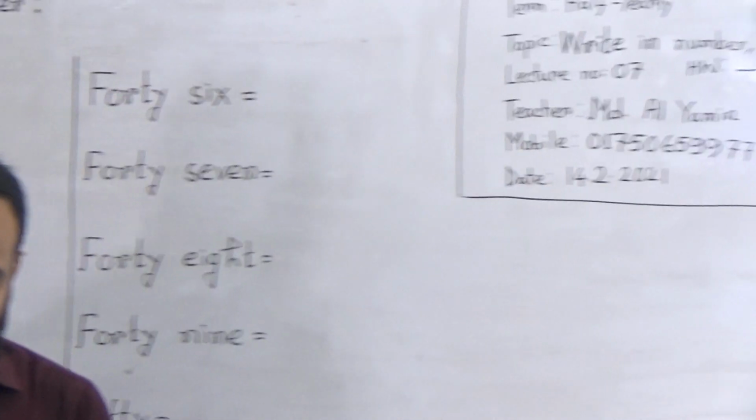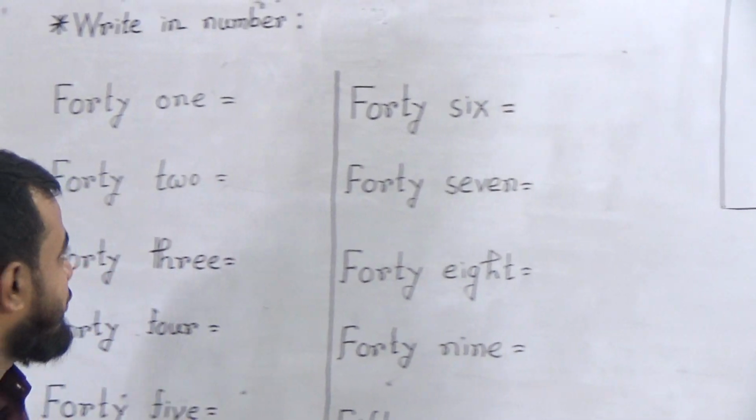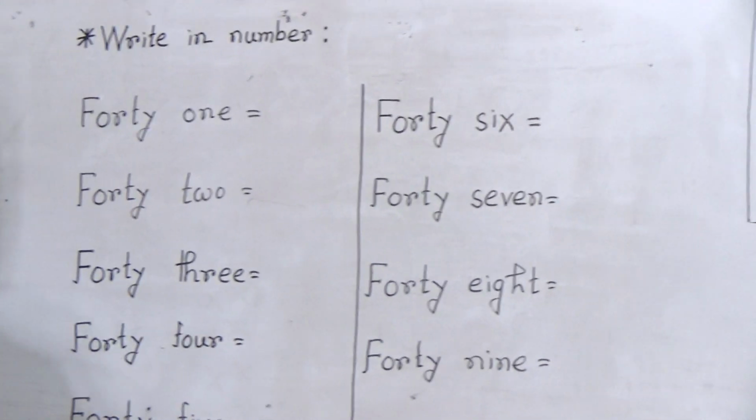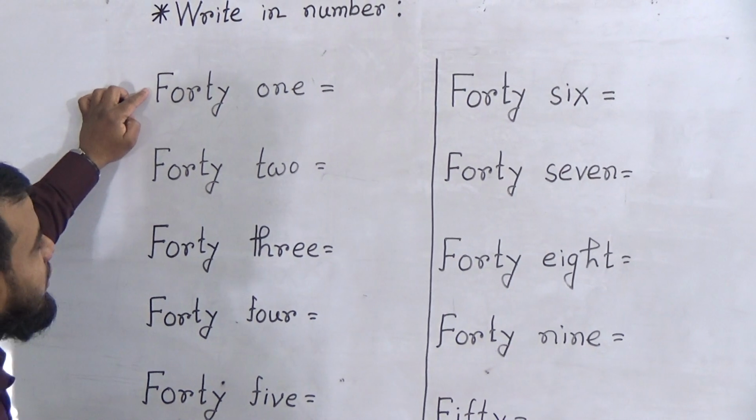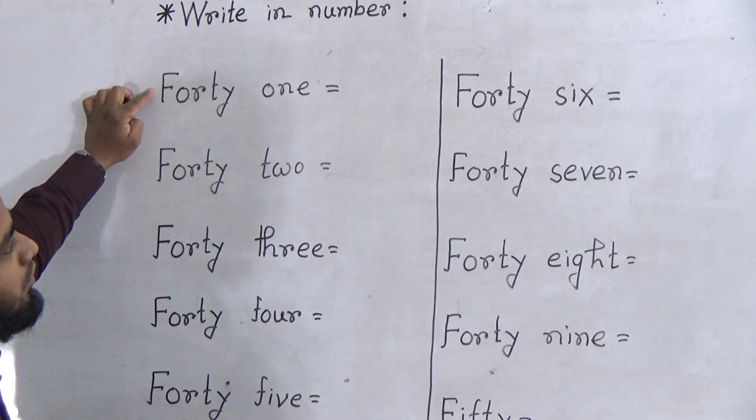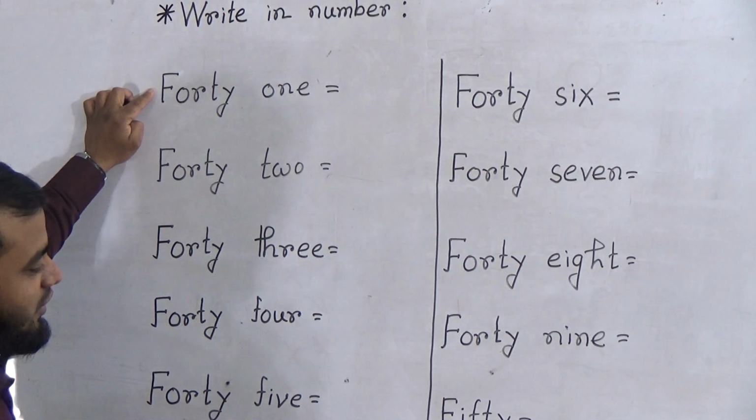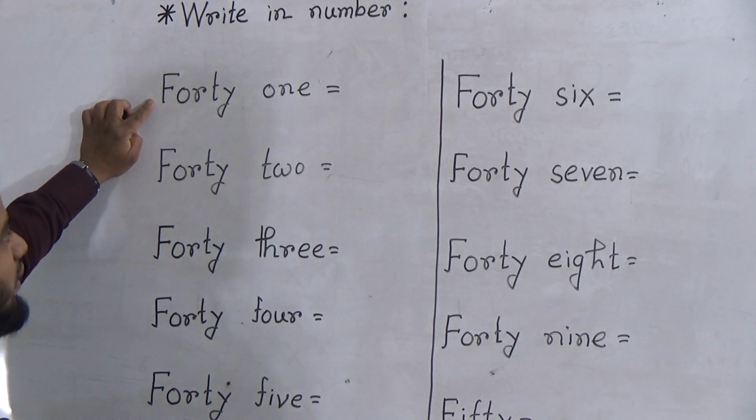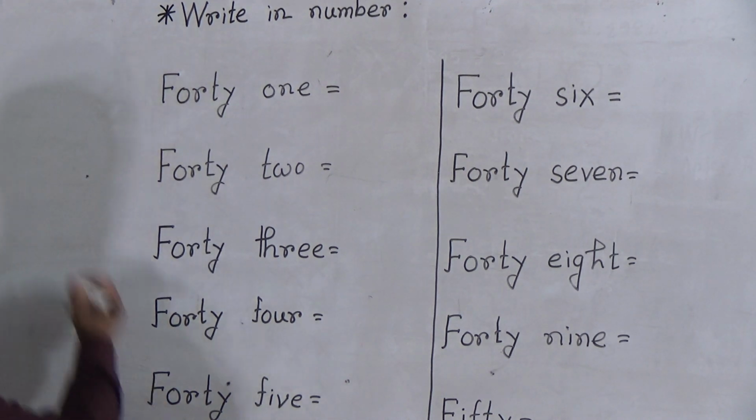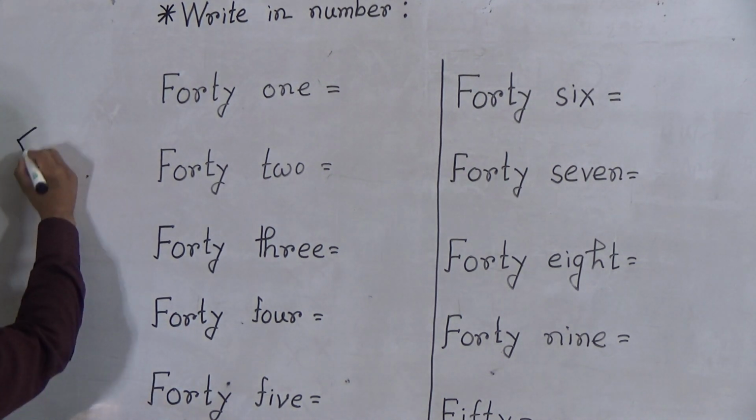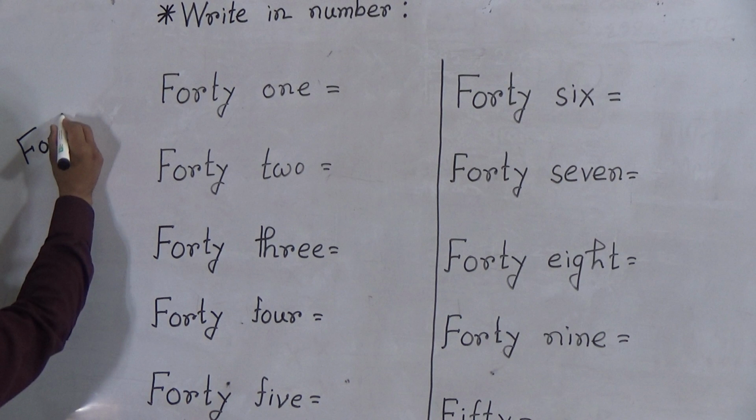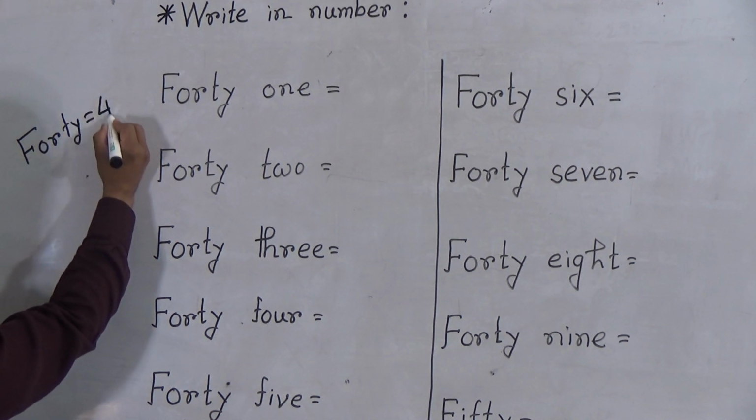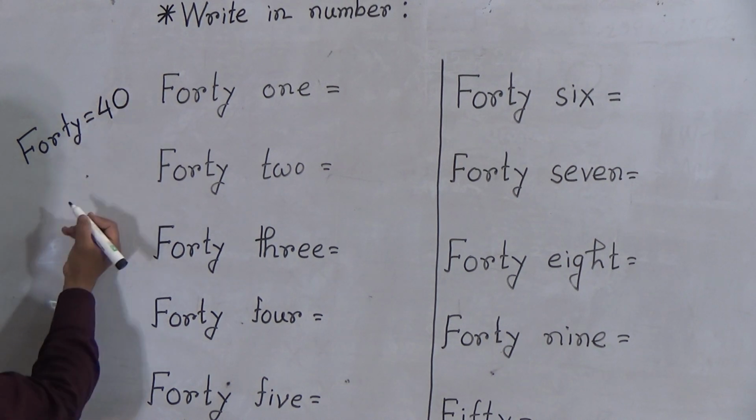Now, in the previous classes, we have already learned how to write down the numbers from 1 to 40, okay? Today's first number is 41. We will inshallah learn how to write down from 41 to 50, okay? That's why today's first number is 41. Previously, we learned the number 40. 4 and 0 makes the number 40, right?